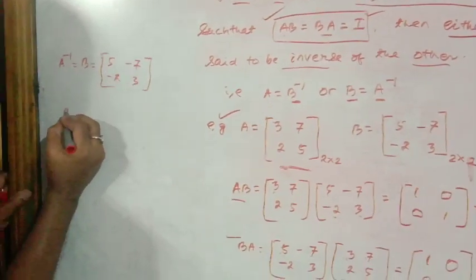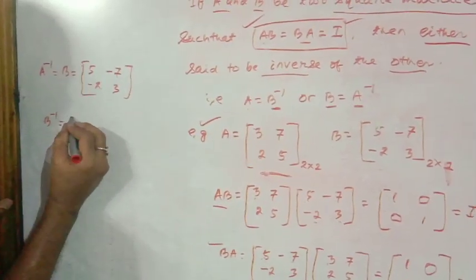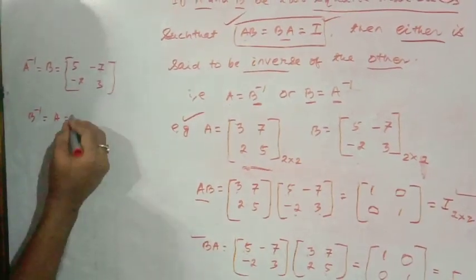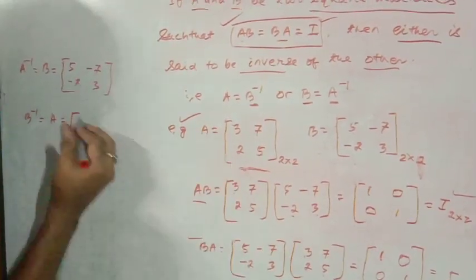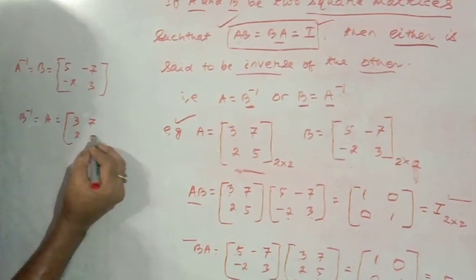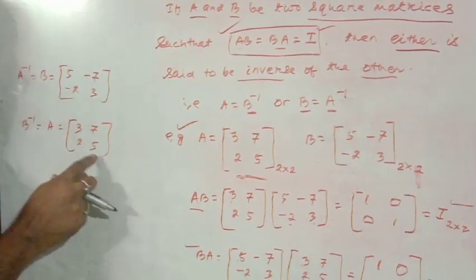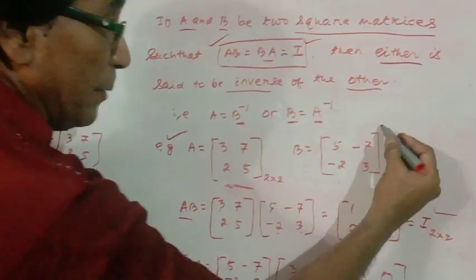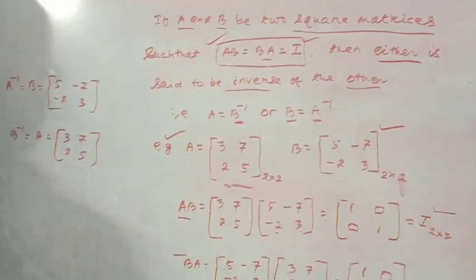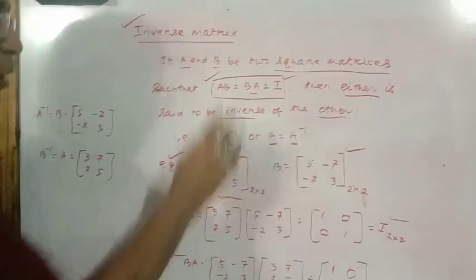Or similarly we can say what is B inverse? That means the inverse matrix B inverse is equal to A. That means A is equal to 3, 7, 2, 5. So it is the inverse matrix of the B matrix. That means B inverse is equal to this. So this is the definition of the inverse matrix.